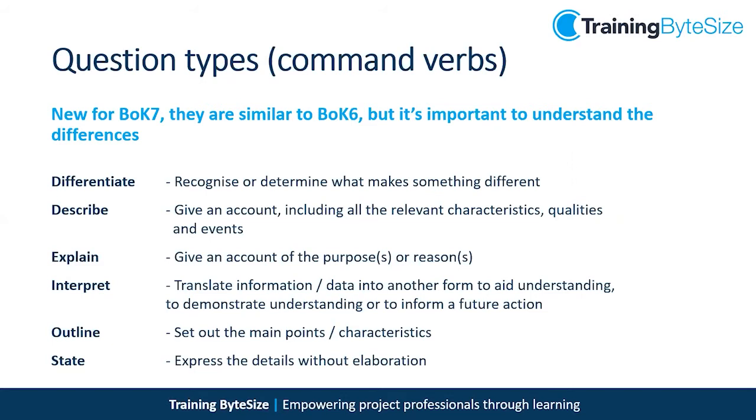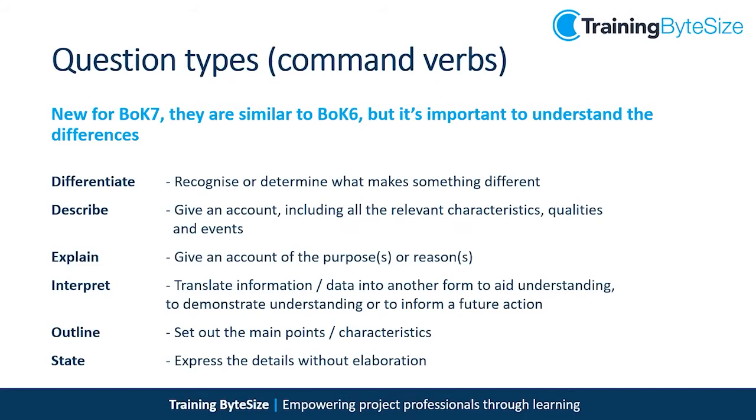Then we have describe: give an account including all the relevant characteristics, qualities, and events. So this is going to be: what is it? What is this thing? What are its characteristics? What about it makes it distinct? What about it gives it that definition? Why is it called that? That kind of thing. So, what is this tool?